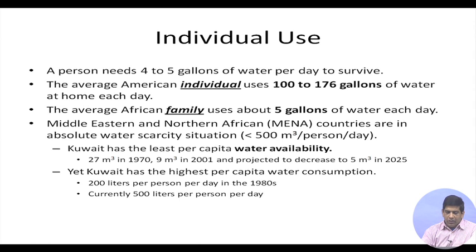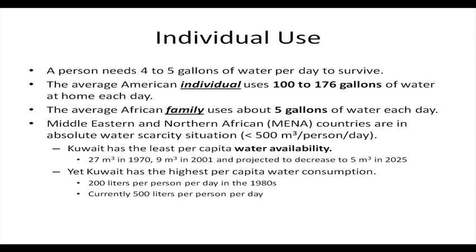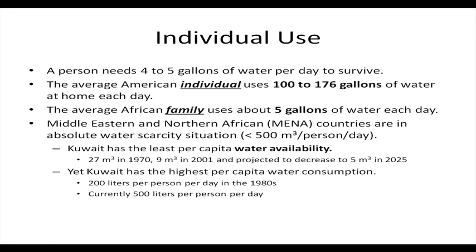In American countries, for example, by some research it has been shown that a person needs around 4 to 5 gallons of water per day. One gallon is 3.78 liters. For our calculation purposes, even if we assume 4 liters, we are talking about around 20 liters of water per day. So we need around 20 liters of water per day to survive. And an average American individual uses 100 to 176 gallons. That's a lot of water they use at home each day. An average African family uses around 5 gallons of water each day.